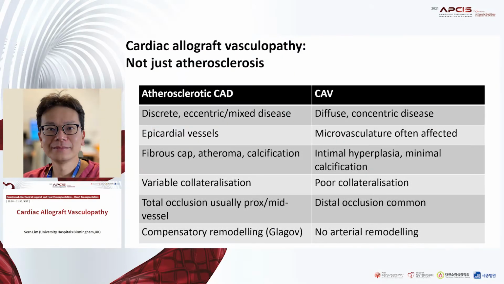So, for example, in vasculopathy, we often see distal coronary artery disease and also microcirculatory changes. Collateralization and calcification tends to be uncommon, and one of the key characteristics is the concentric diffuse nature of the condition, with no remodeling of the artery, unlike conventional atherosclerotic disease, to compensate for the intimal thickening, and this results in quite significant luminal loss.